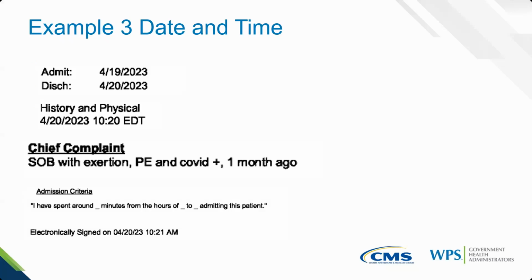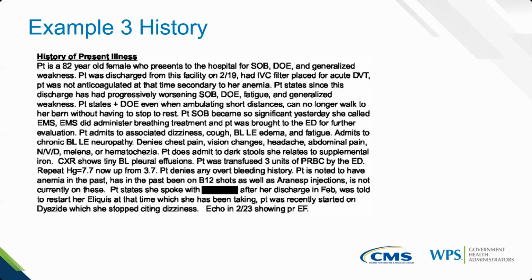We see a chief complaint of shortness of breath with exertion. Pulmonary, could be pulmonary embolism or pulmonary effusion, and possible COVID 1 month ago. And then we have that statement there, admission criteria, but it doesn't give us any minutes there, and it doesn't give us any time. The next thing that we have then is the history.